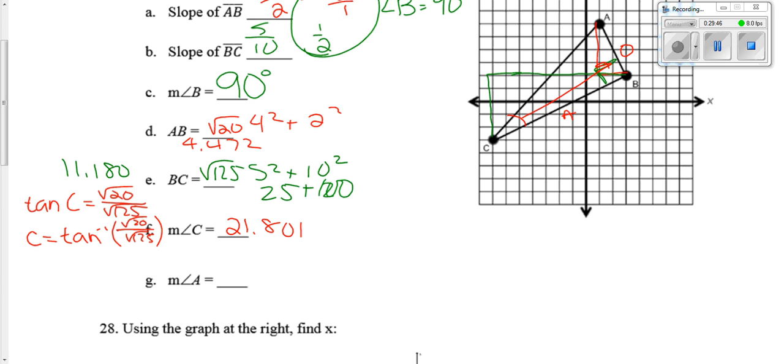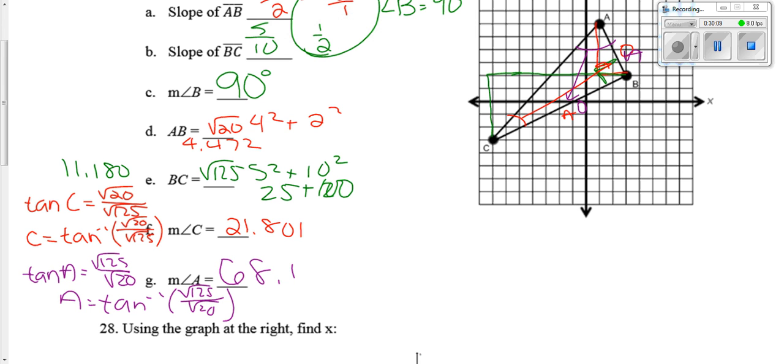For A, that's our opposite, that's our adjacent. So tangent of A equals the square root of 125 over the square root of 20. So A is tangent inverse of square root of 125 over square root of 20, which is 68.199.